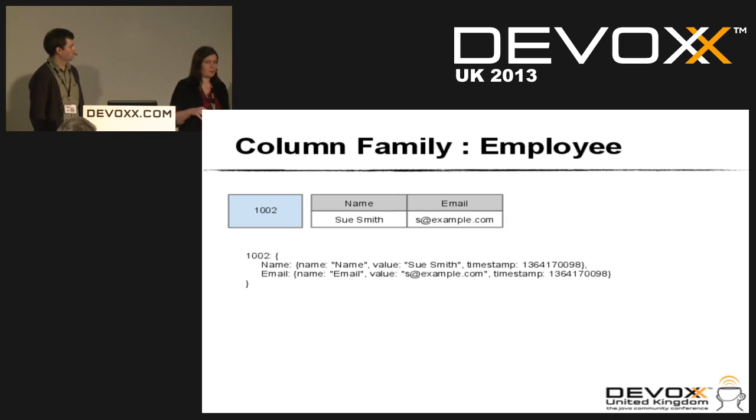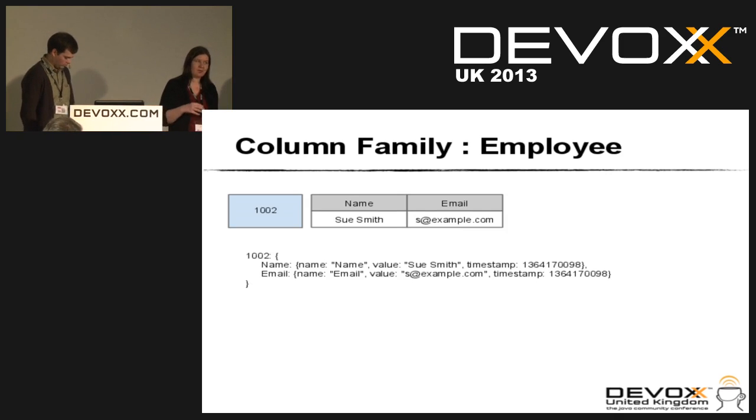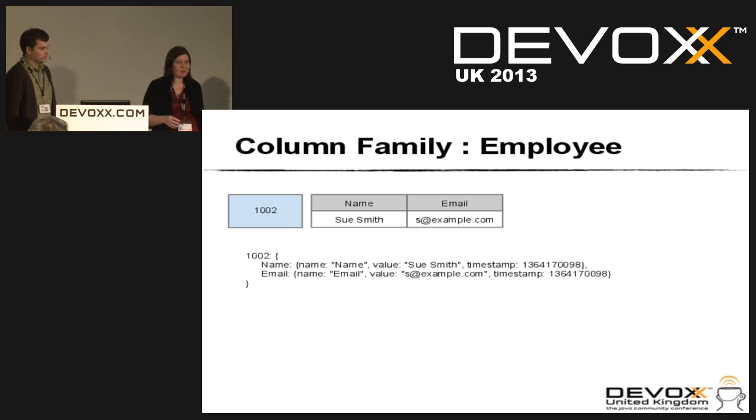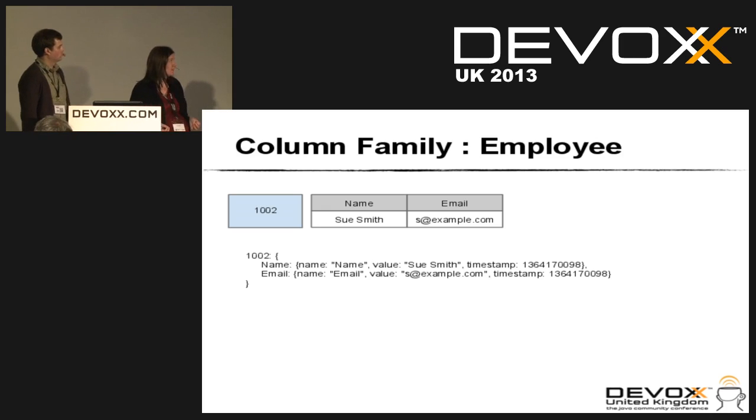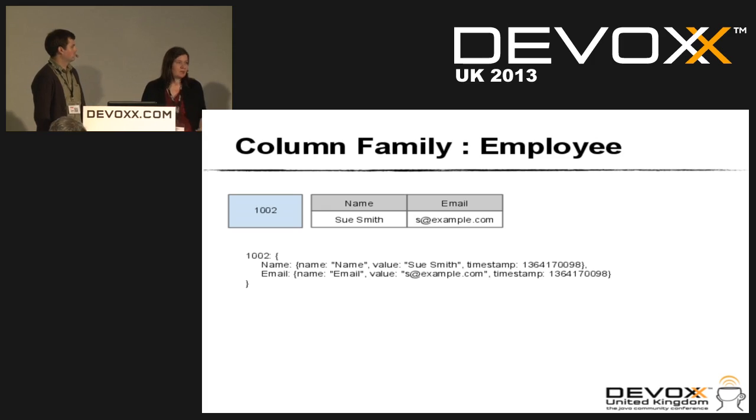So to try to get away from thinking of it as a relational database, I've represented this row in JSON, and there is some metadata associated with each column. So there's a timestamp here, which I'll come back to, and there's some extra functionality that can be added. For instance, you can have auto-expiring columns.